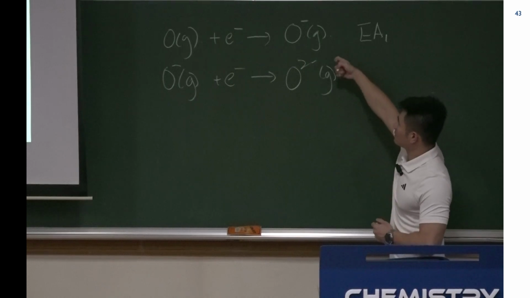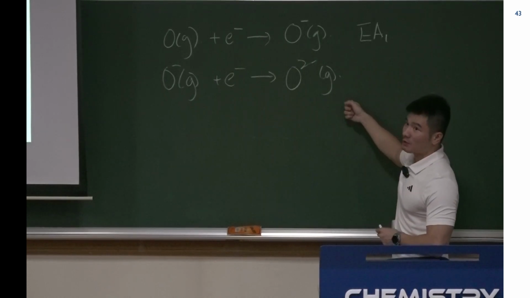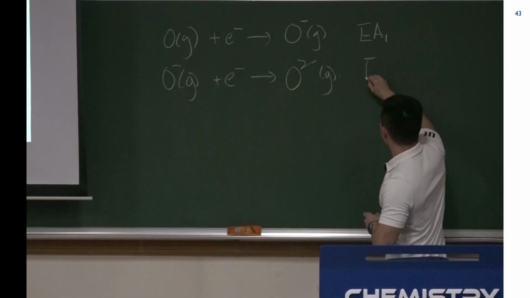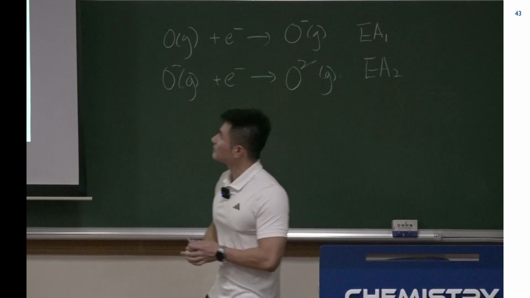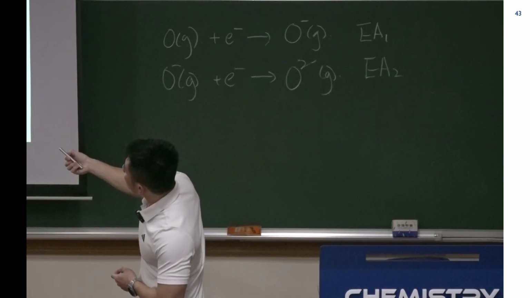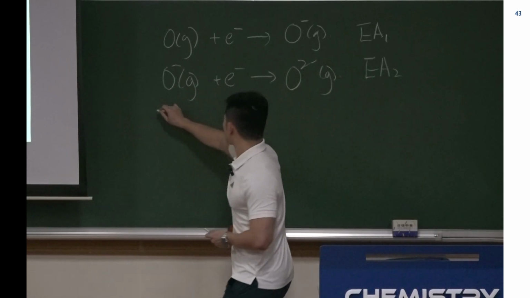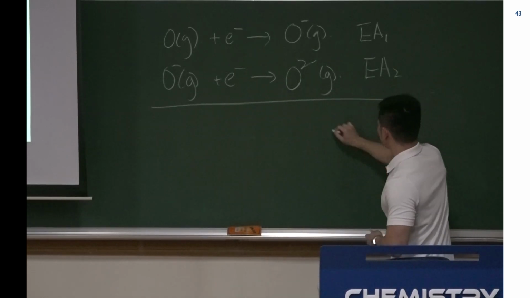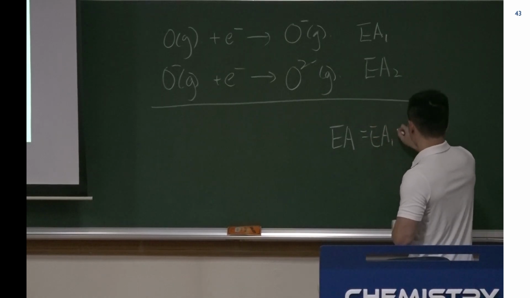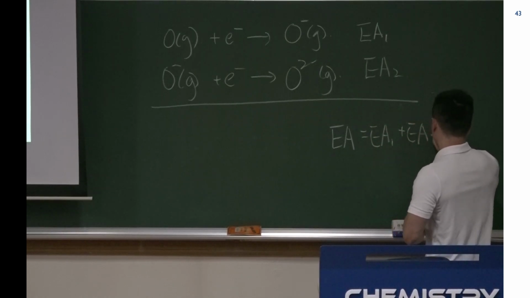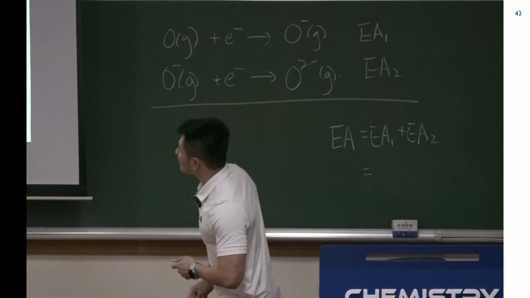That is the energy released when O gains the first electron, and the second one will be EA2, right? That means the number here, that is 337, is the sum of this. And which will be 337.